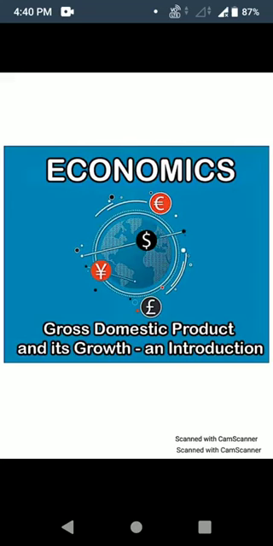Next, in the previous class we have learned about national income. Isn't it? What is national income? National income is a measure of the total money value of goods and services produced by an economy over a period of time. That means 1 year. It was calculated, isn't it? Commonly, national income is called gross national product, GNP, or national dividend.